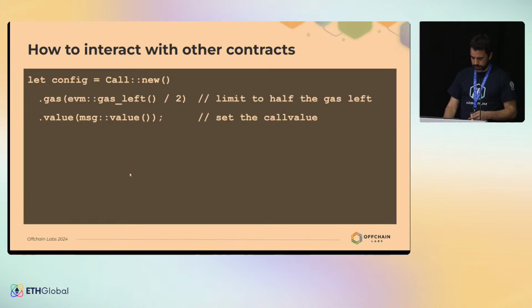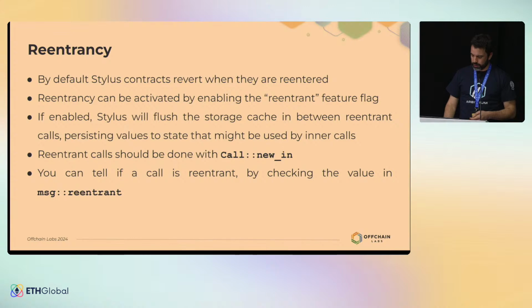More things. When we are creating the configuration for the call, we can also change the values, some of the parameters of the call, like the gas used or the value that you want to send, and all these parameters. All right, so let's talk a bit about reentrancy, because in Stylus it works a bit differently.